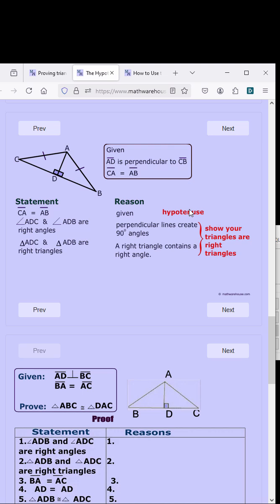In the prior step, we showed the two angles are right angles. So now we have a hypotenuse that's congruent. We have right triangles, and now the third thing we need is a leg. If you look at this, maybe you see that AD is in both triangles, so we can use the reflexive property to get a leg. So we have leg, hypotenuse, establish right triangles, so we can say they're congruent by the hypotenuse leg theorem.